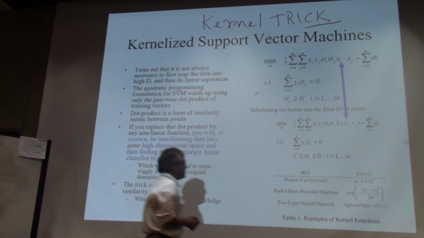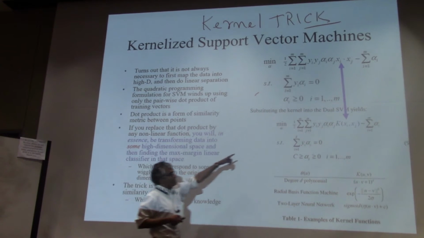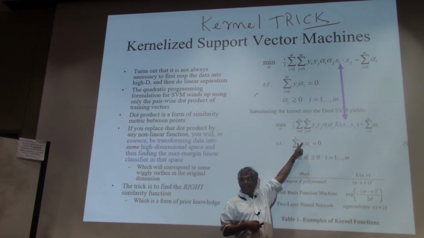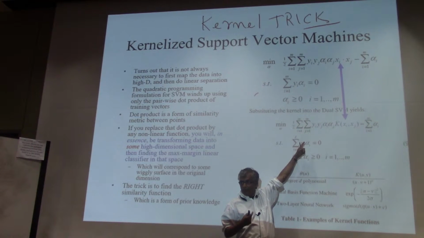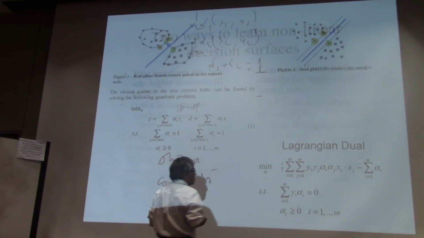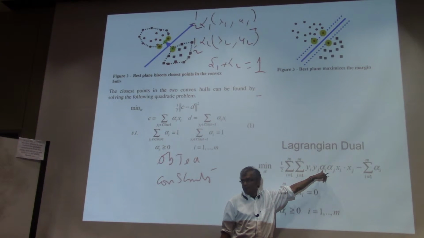Okay, so it turns out that, remember, I said in the support vector machines, you had the dual form of the support vector machines, which corresponded to an optimization which involved dot products between the points.